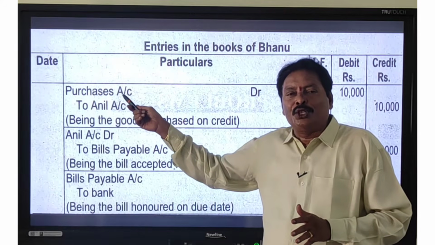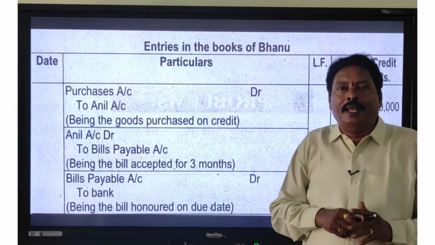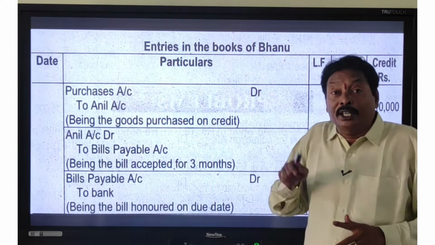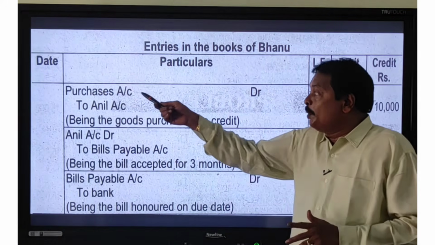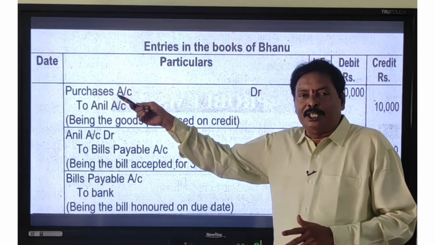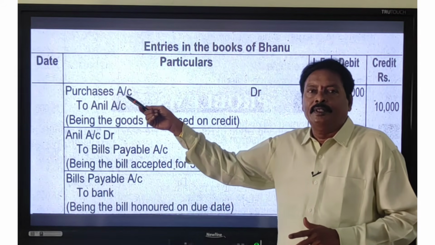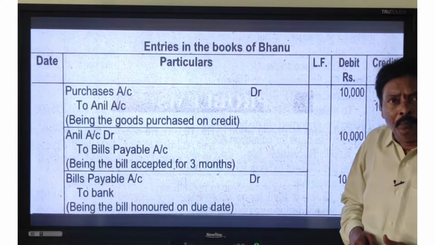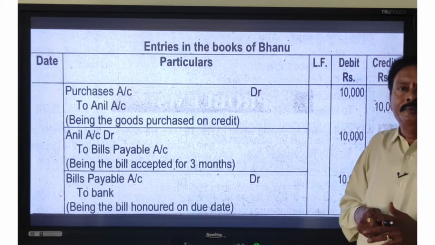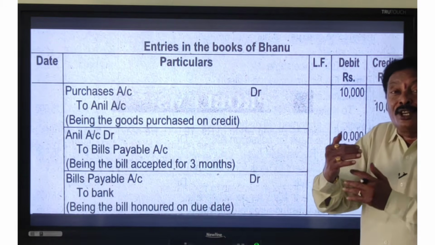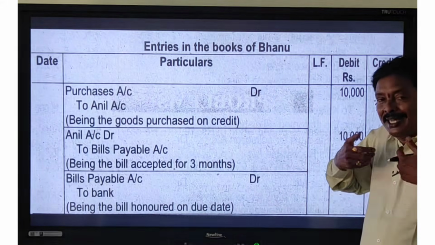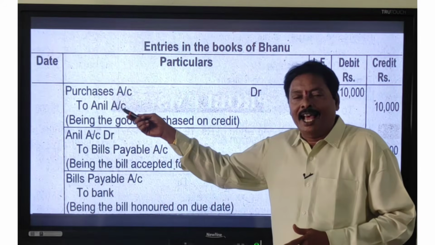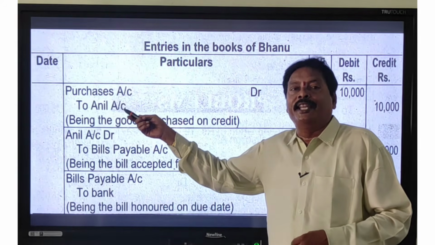Purchases belongs to nominal account. As per nominal account, debit all expenses. Whenever goods are purchased, these purchases are expenses. All expenses should be debited. That's why purchases account debtor 10,000. From whom? From Anil. Credit the giver. Who gives the goods to us? Anil. Here Anil is the giver. As per the personal account, credit the giver.